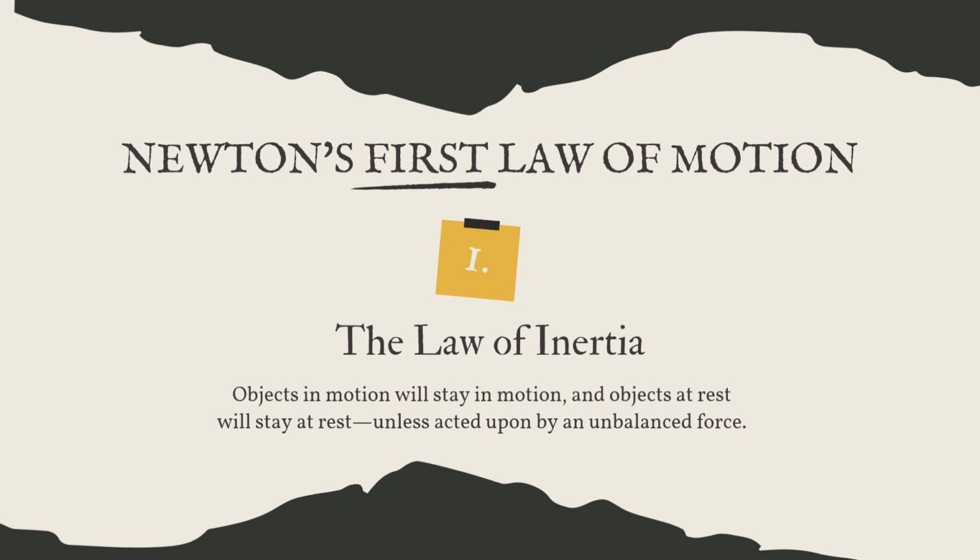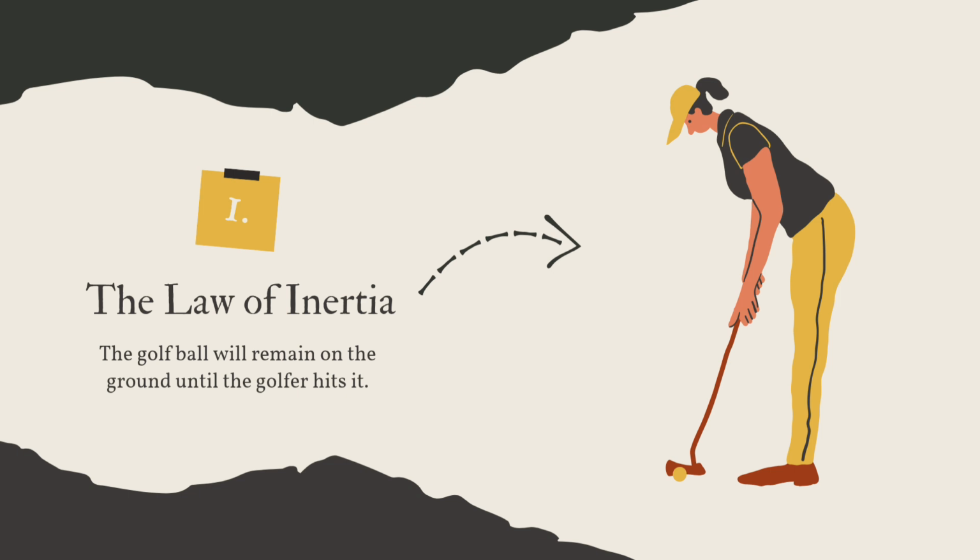Newton's first law of motion, the law of inertia. Objects in motion will stay in motion, and objects at rest will stay at rest, unless acted upon by an unbalanced force. The law of inertia. The golf ball will remain on the ground until the golfer hits it.